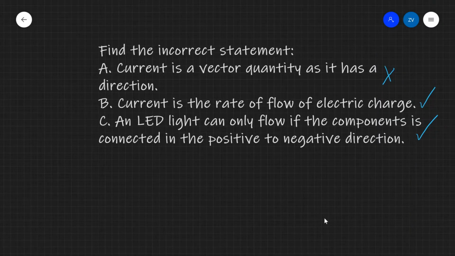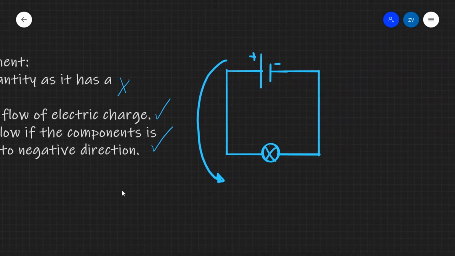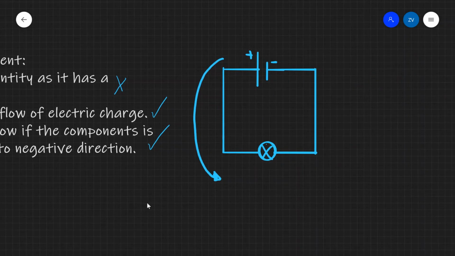Now, how can current be a scalar quantity? Because it has a magnitude, how much charge is actually flowing. It also has a direction, where exactly it is flowing to. Well, let's demonstrate this with a little circuit here, which is very simple. We have a little cell which is connected to a little electric bulb.